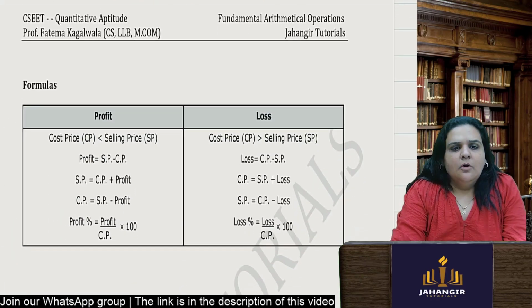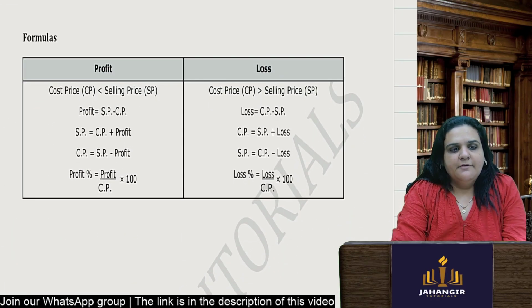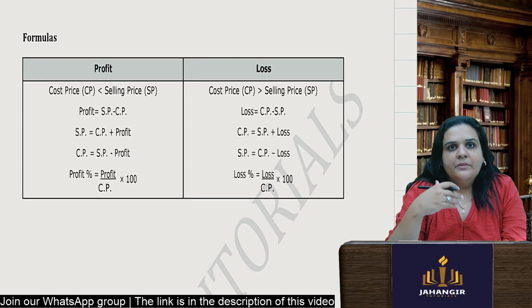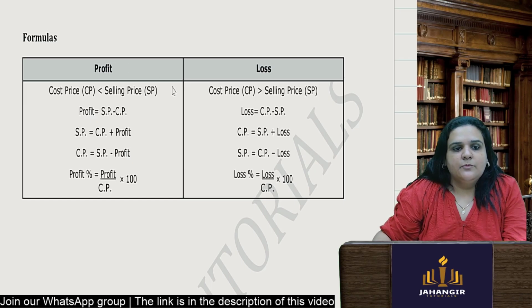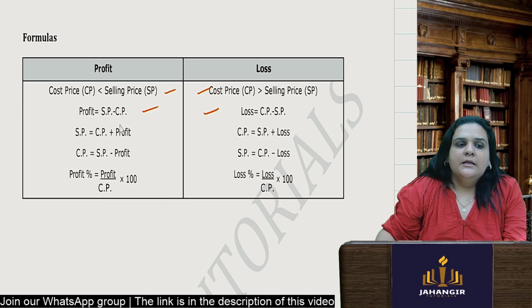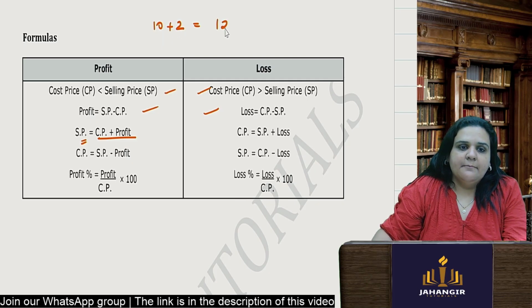Next question. Okay, now there is one formula table I have given. If the cost price is less, selling price is more, you will have profit. Cost price is more, selling price is less, you will have loss. Okay, so this is done. You can interchange it if one variable is not given. In order to find the selling price, I will add cost price plus profit. I know my cost is 10. I want 2 rupees profit, so I will make my selling price 12.